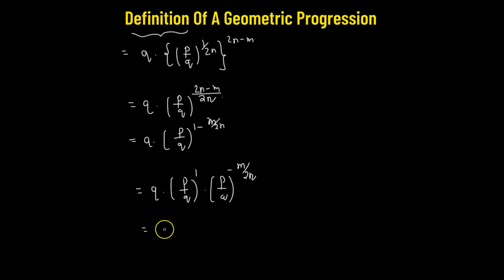Which will then give q. So q and q will get cancelled, so we have p times. So if we take the reciprocal, q over p, that will be raised to the power of positive m over 2n. So this is our nth term, which is p times q over p raised to the power of m over 2n. Let's go to the next problem.